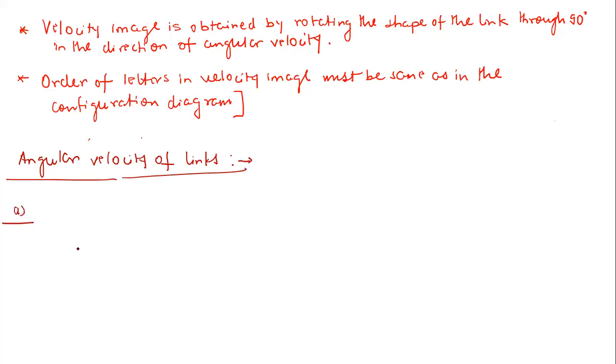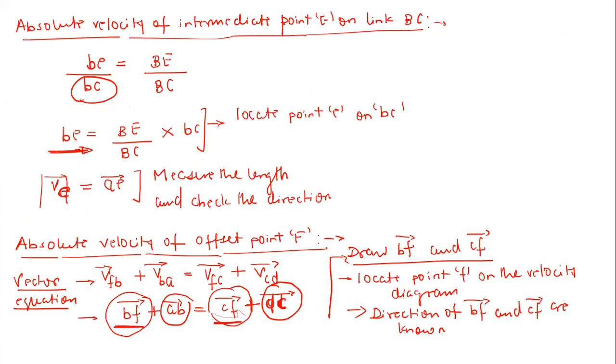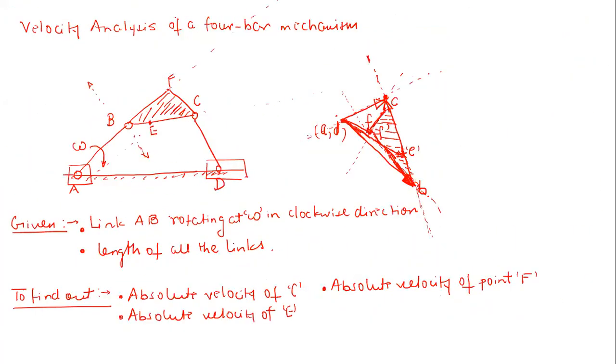So first of all, let us talk about angular velocity of link BC. Right? This is also a very important thing. Angular velocity of link BC. So can anyone tell me quickly what will be the angular velocity of link BC? That means this link. Anybody? How can we calculate the angular velocity of link BC?